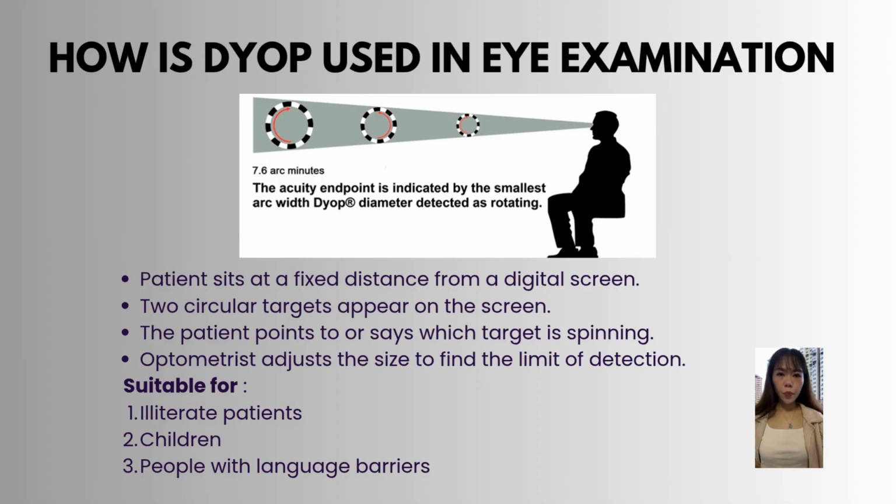Let's explain how we are going to use the Dyop. Dyop testing is performed using a screen at a fixed distance from the patient. Two Dyop circles are displayed, one spins, the other stays still. The patient is shown the rotating ring and asked about the rotation and the direction. The optometrist then reduces the ring size until motion is no longer detectable. This makes Dyop perfect for young children, illiterate patients, and patients with language or communication challenges.